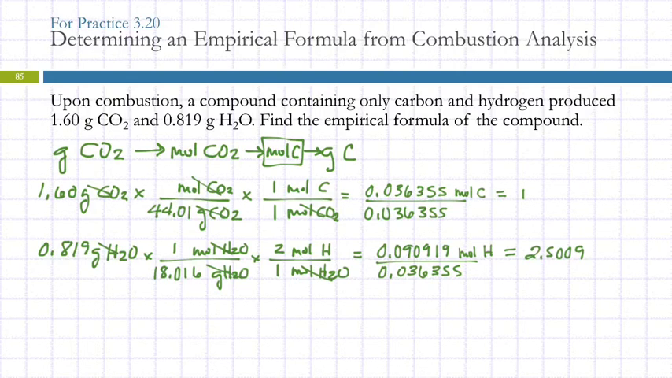Is that a good formula? CH 2.5. No. Can we round it up to 3? No. We need to multiply. So let's try 2. If I multiply this by 2, I get 5.0017. That is within 0.1 of a whole number, so that's 5. If I multiply the first one or the second one by 2, I have to multiply all of them by 2 to keep the ratio the same. So what I've got is a ratio of 2 to 5. So I've got C2H5. That's my empirical formula. Any questions?